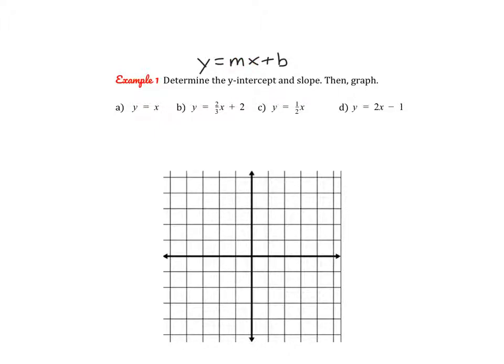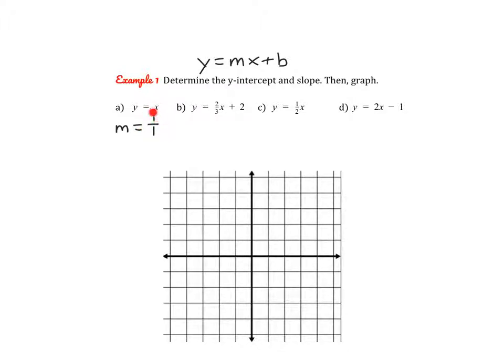Remember, m is the coefficient of x. Well, if I look at this, I can see that the coefficient of x is actually 1. So look at it and ask yourself, how many x's do you see? 1. So m is 1. However, I'm going to write that as 1 over 1. Any whole number, let's write it as a fraction so you have rise and run.